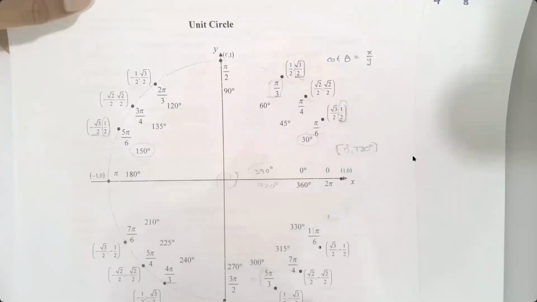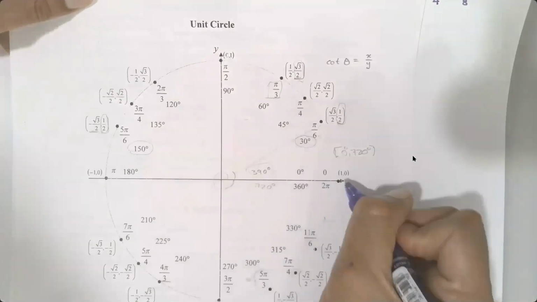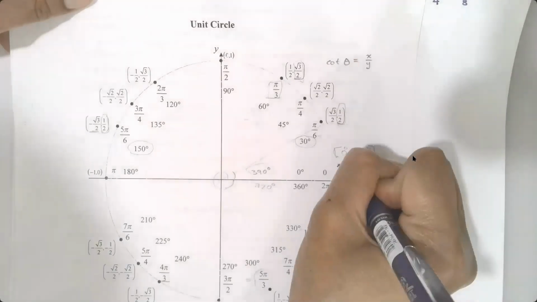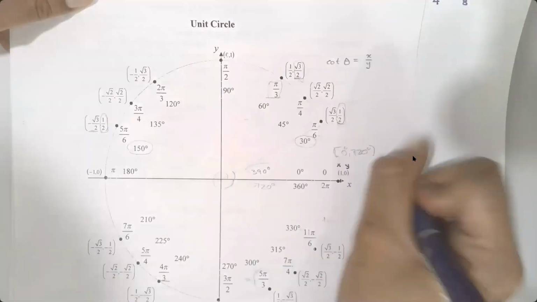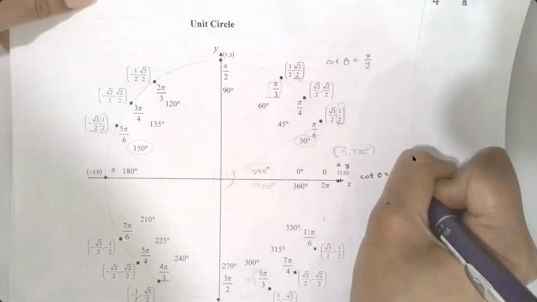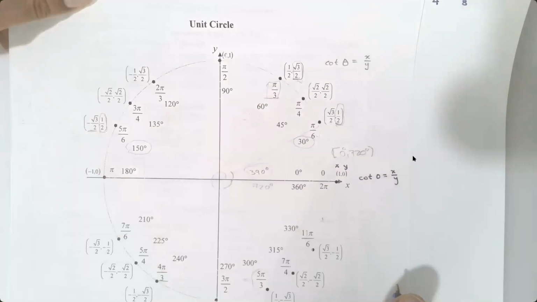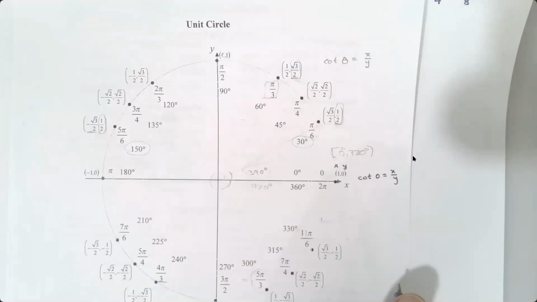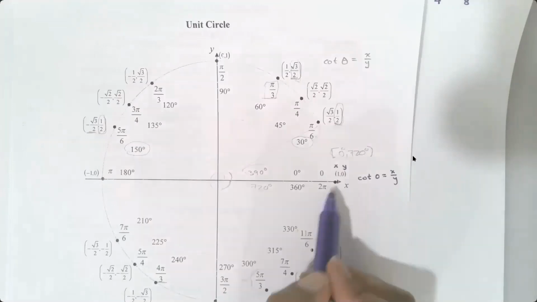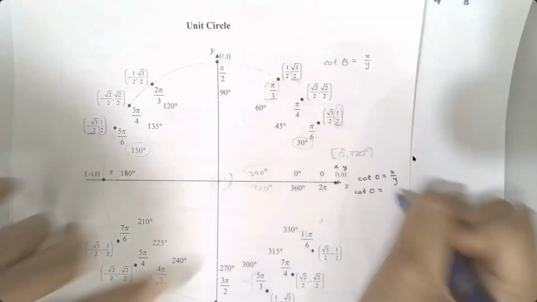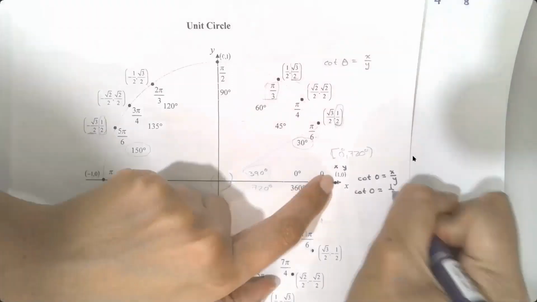So here is 0. The point that's associated to that is 1, 0. So that means the x is 1, but the y is 0. Remember that cotangent of any angle is given as x over y. That was one of the trig definitions that we learned. The second way to think about the trigonometric definitions was with these points on the unit circle, and for cotangent, it turned out to be x over y. So cotangent of 0 is going to be 1 over 0, which is undefined.